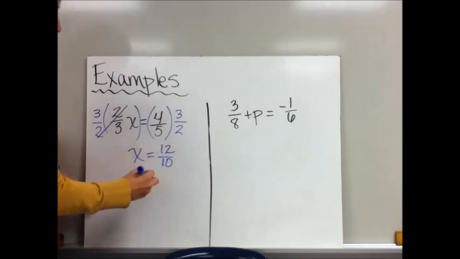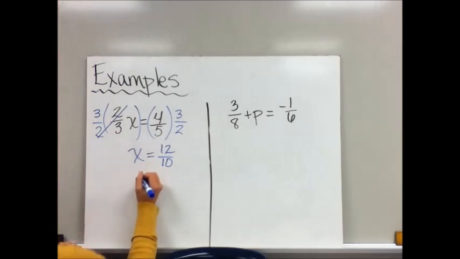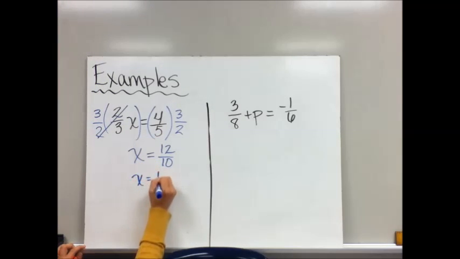You reduce that, and you're going to get 1 and 2 over 10, which is 1 1/5.